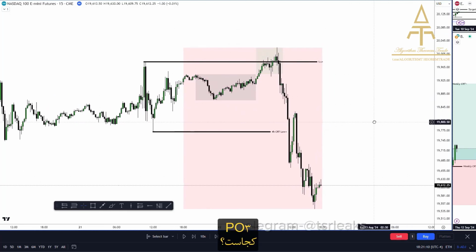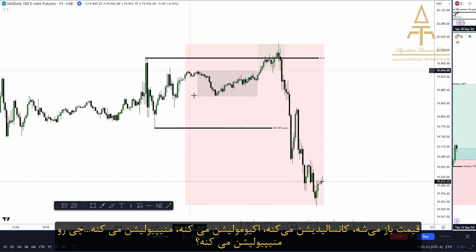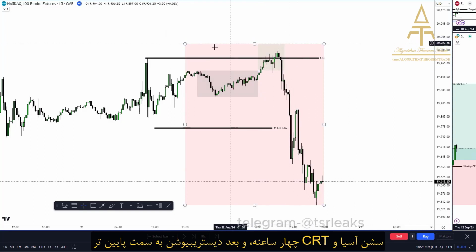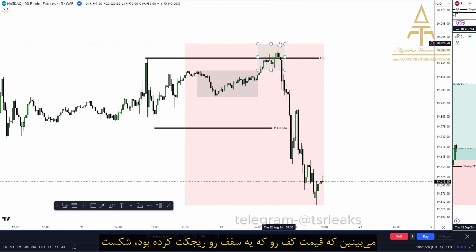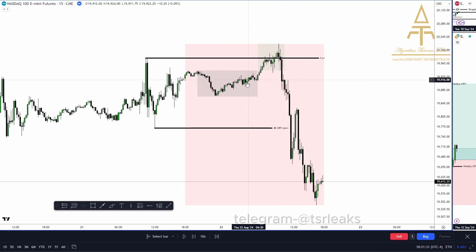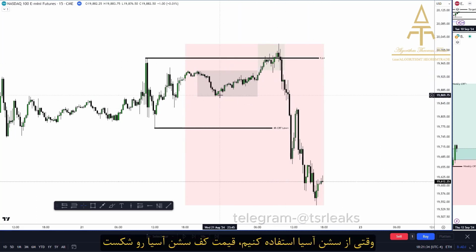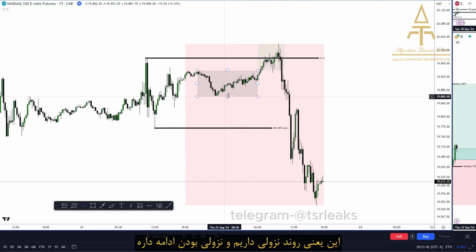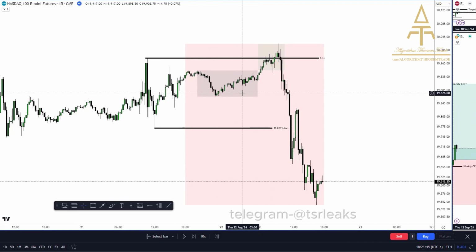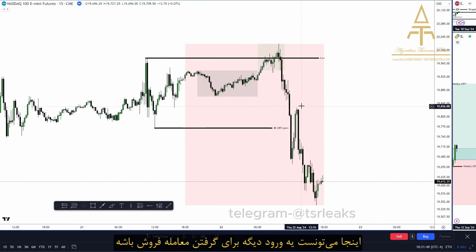Where is the power of 3? Price will open, consolidate, accumulate, manipulate what? The Asia session and the 4-hour CRT, and then distribute lower. As you can see, price broke the low that rejected a high. Now, if we're using the Asia session for this, price broke the low of the Asia session after rejecting the high. That means we are bearish and bearishness will continue. This right here could have been another entry to get short.